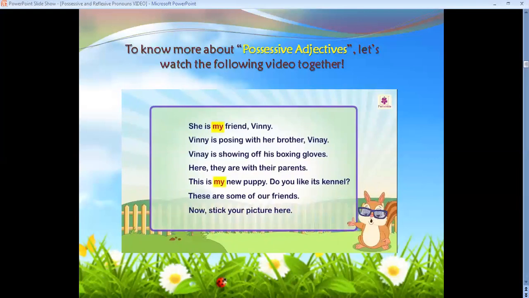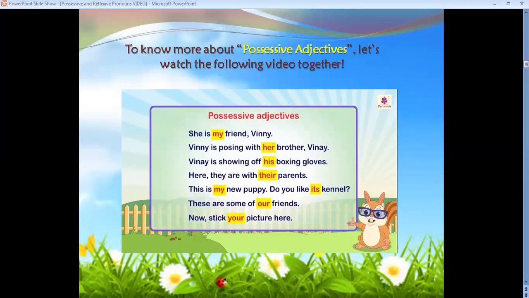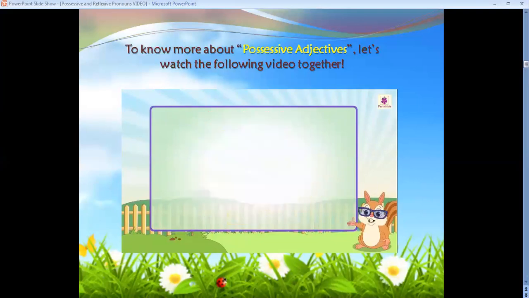The words my, her, his, their, its, our, and your show a relationship or ownership. They are called possessive adjectives. Why? The possessive adjectives always come before a noun that they qualify. For example, my friend. The possessive adjective my qualifies the noun friend. Great. That's why we call them possessive adjectives.